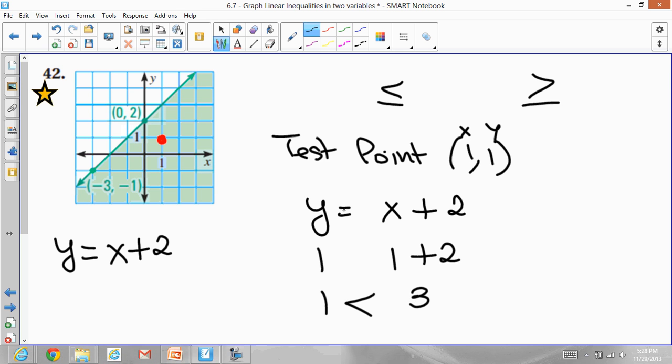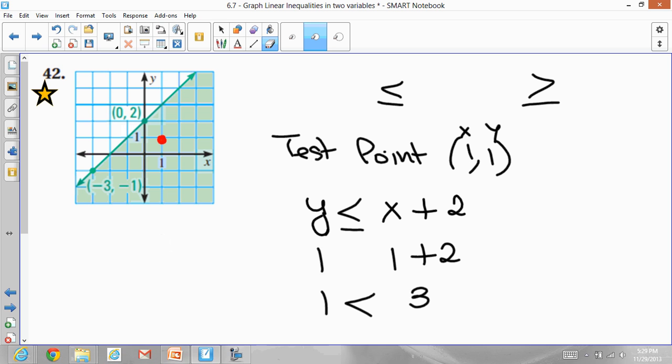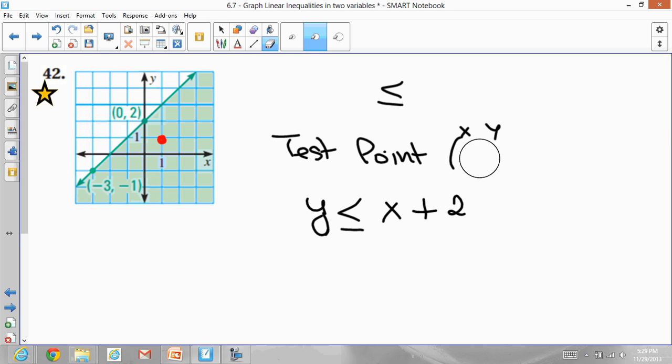So what I'm going to do is go back over here and change the equal sign to a less than symbol. But keep in mind, this is not the answer, because since it is solid, it has to be less than or equal to. So my final answer is going to look like y is less than or equal to x plus 2, and that is the inequality for the graph.